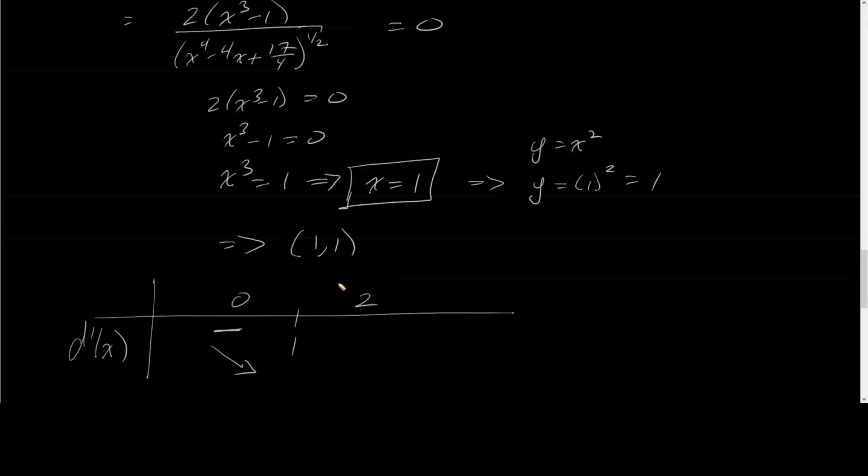Let's plug in 2. 2 cubed is 8 minus 1 is 7. That's a positive value, so the numerator is positive. Now let's figure out the denominator. All right. 2 to the fourth is 16. 4 times 2, 8. 16 minus 8 is 8. 17/4 is 4 1/4. So 8 plus 1/4, that's a positive value. To the 1/2, still a positive value.